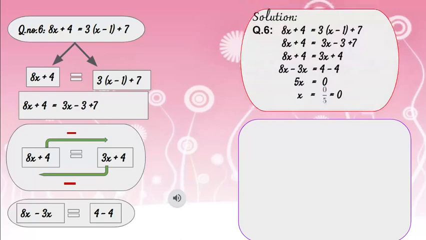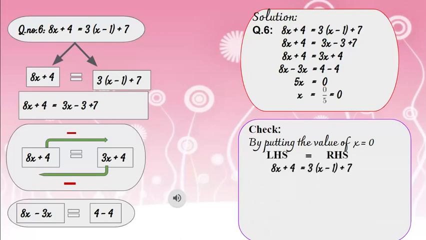Now check your answer by putting the value of x is equal to 0. Left side it is 8x plus 4. So 8 into 0 plus 4. 8 into 0, 0. 0 plus 4, 4. So we got left side 4.